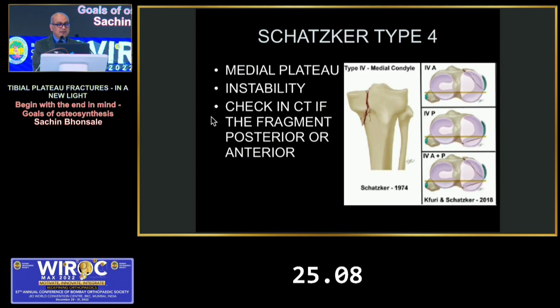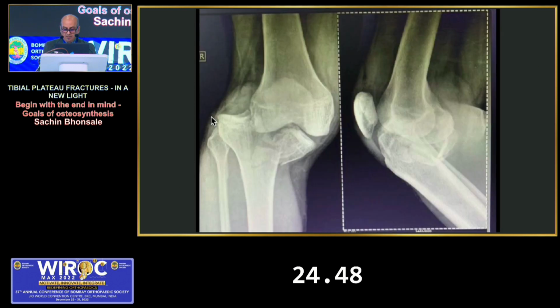A type 4 fracture is a medial condyle fracture. Never fix it with cancellous screws alone. There is always associated instability. Fixation with cancellous screws alone will fail. So one has to check whether the fracture is posterior or anterior, and fixation is done with plates.